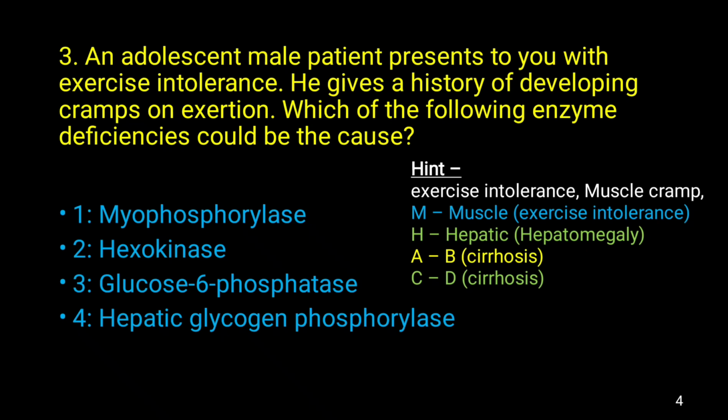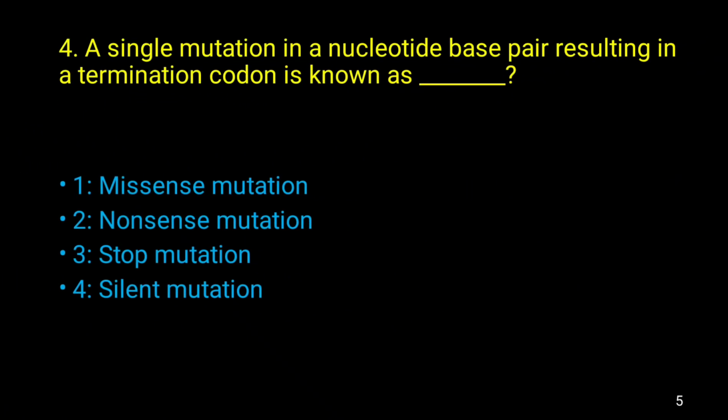Now, the other ABCD that you have to remember for glycogen storage diseases: A for Andersen's disease, where the enzyme deficiency is the branching enzyme. C means Cori's disease, where there is a debranching enzyme deficiency. Out of all these, muscle cramps as well as exercise intolerance are typically related to McArdle's disease, the muscle phosphorylase enzyme deficiency, also called myophosphorylase. That is the right answer in this MCQ.